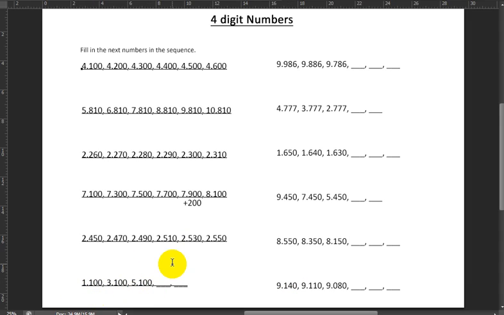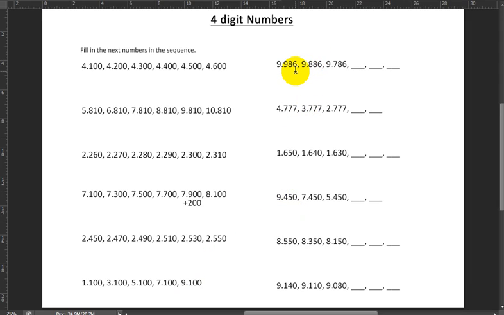Next up, we have 1,100 becoming 3,100, becoming 5,100. So again, I'm adding 2 to the thousands. If I add another 2, it's going to become 7,100. And another 2, it's going to become 9,100.